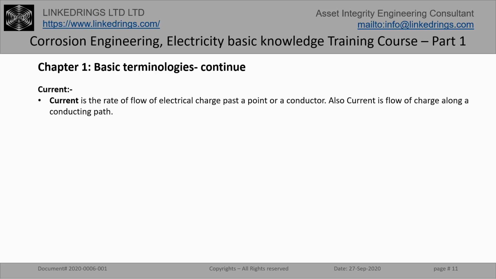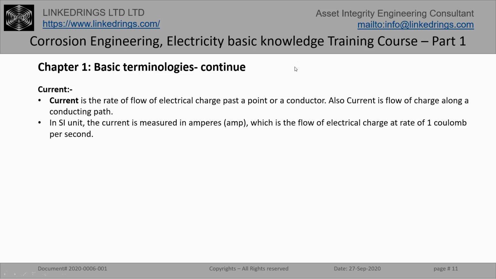What is current? Current is the rate of flow of electrical charge past a point or a conductor. Also, current is a flow of a charge along a conducting path. In SI units, the current is measured in amperes. We symbolize it by amp, which is the flow of electrical charge at a rate of 1 coulomb per second. So current is 1 coulomb per second, equal to 1 amp.